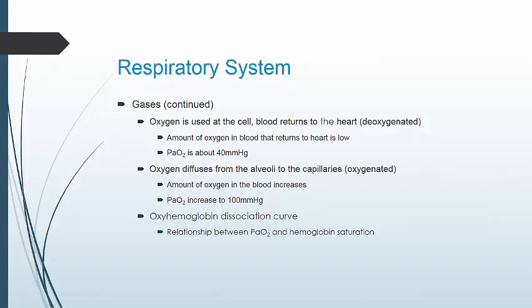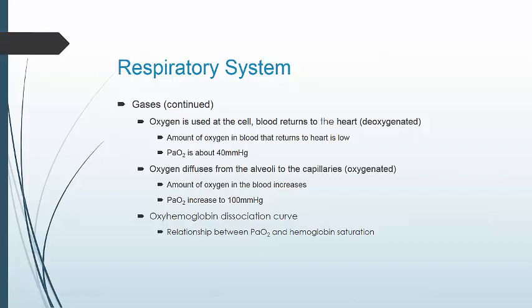Oxygen is used at the cellular level, which means that the amount of oxygen in the blood that comes back to the heart is going to be low, because you're using it up. This deoxygenated blood is pumped from the heart to the lungs, and when that blood enters the capillaries surrounding the alveoli, this partial pressure is about 40 millimeters of mercury. Remember, it was about 100 millimeters of mercury when it came in. So it's made its circuit around the body, and now it is about 40. As the oxygen diffuses from the alveoli into the capillaries, the partial pressure of that blood increases again back up to about 100 millimeters of mercury.